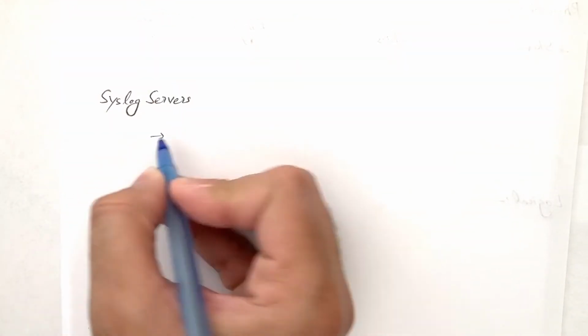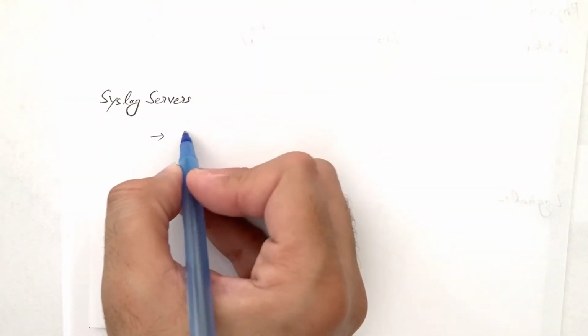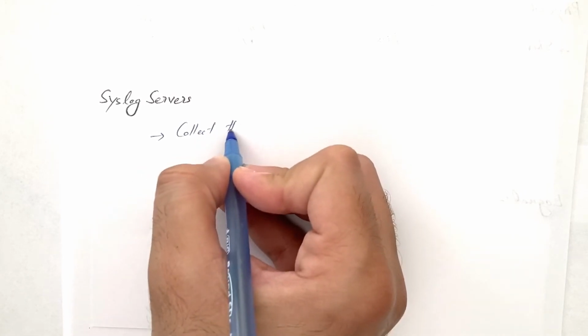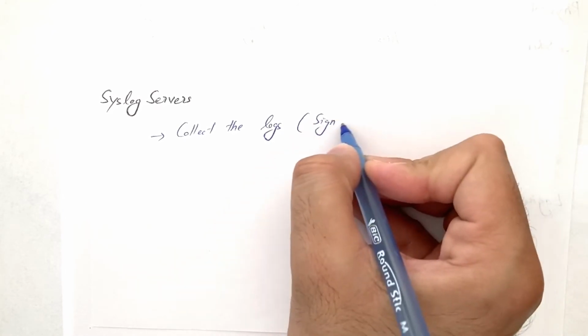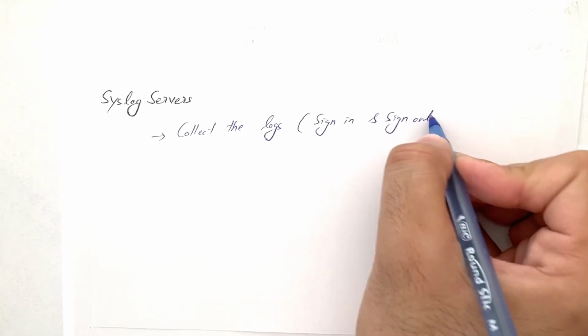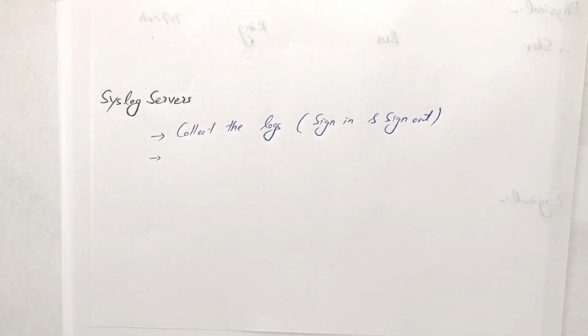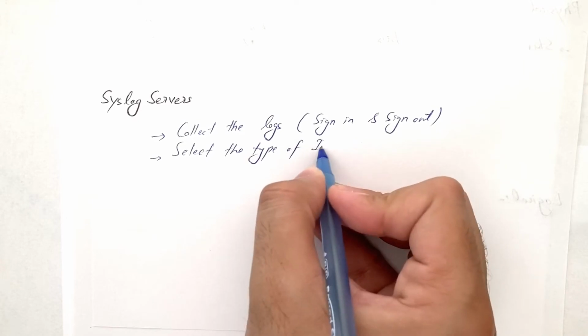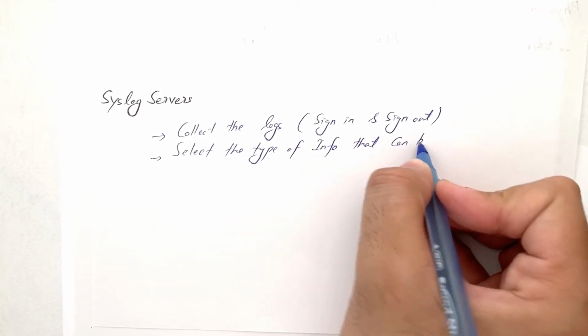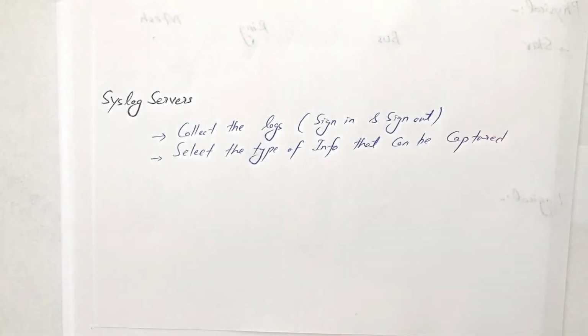Then we have syslog. Syslog stands for system log server. These servers are basically servers in the network, and what they do is collect the logs of sign in and sign out information. In the syslog, we can select the type of info that can be captured. For example, if anybody accesses a critical resource, we can maintain a log of what exactly they did and how much time they spent, stuff like that. So we can choose the type of info that will be captured in the syslog.